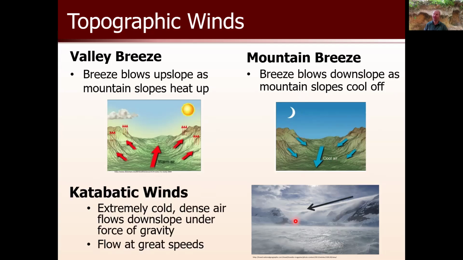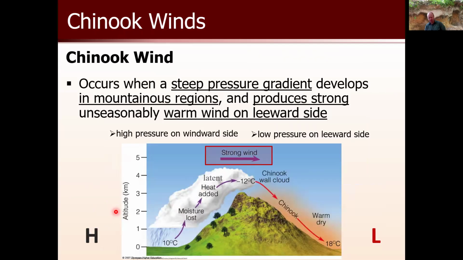And then in Arctic conditions, you have these really unique katabatic winds where you have extremely dense cold air flowing downslope under gravity, and they can flow at tremendous speeds. And so they're really unique to the Arctic, especially across Antarctica, where there is dramatic topography. You can have these incredible cold, dense katabatic winds.